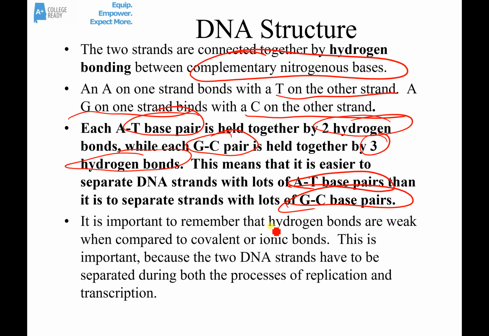It's also important to remember that hydrogen bonds are these weak intermolecular interactions that occur between polar molecules. They're very weak compared to covalent and ionic bonds. It's important because we need to be able to separate the two strands of the DNA during both replication and transcription. So those bonds are breakable.